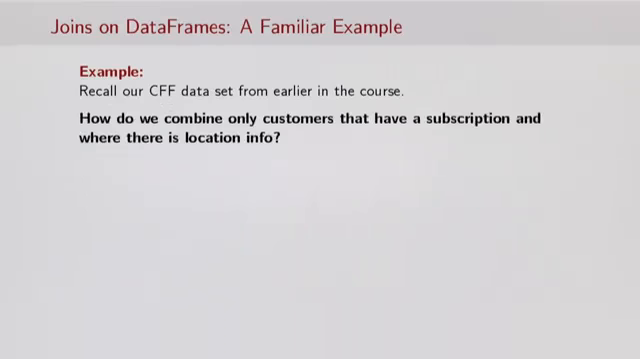Now, say we'd like to combine these two data sets such that we have a new data set that contains only customers that both have a subscription and where there exists location info. So how would you do it? I just showed you how to perform joins on data frames. So all you have to do is figure out the right join to use, and then you just have to put it into the shape that I showed you on the previous slide. So what would this program look like?